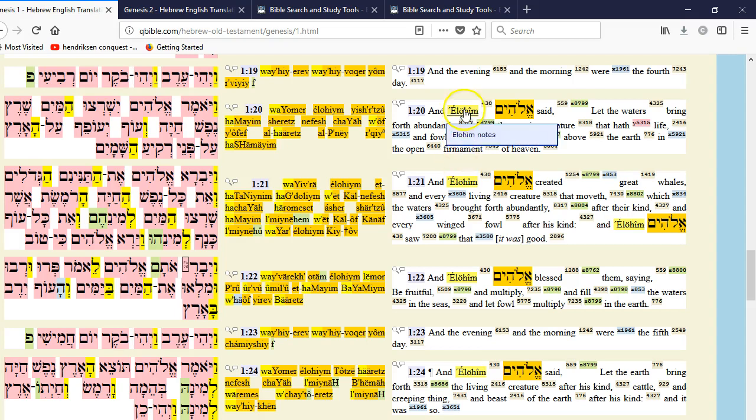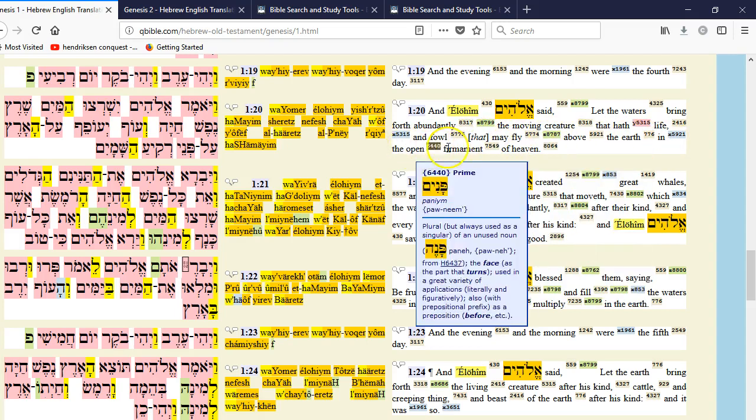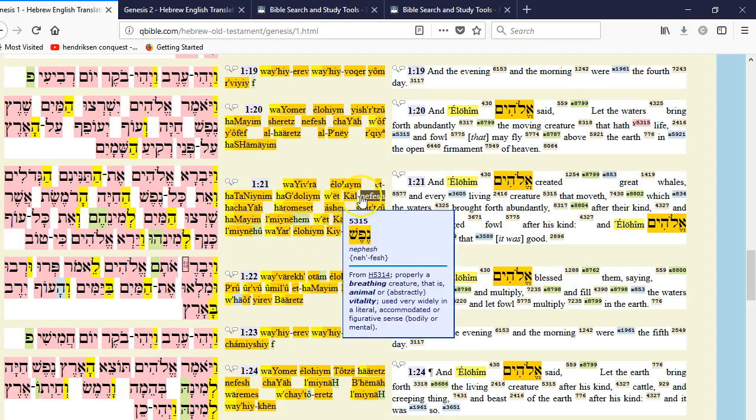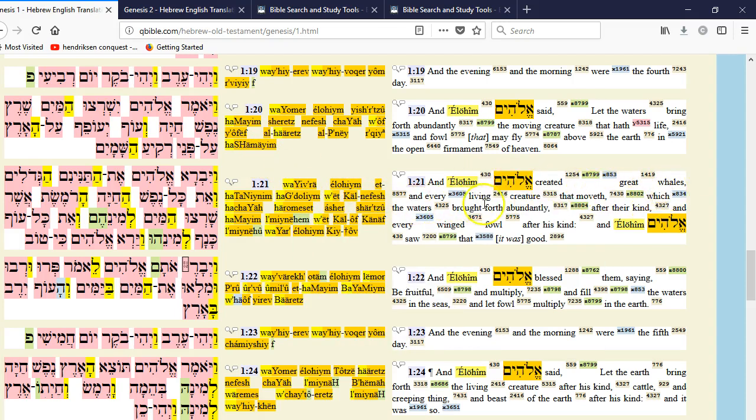So in 1:20, and Elohim said, let the waters bring forth abundantly the moving creature that hath life, and fowl that fly above the earth in the open firmament of heaven. And Elohim created great whales and every living creature that moves, which the waters brought forth abundantly after their kind, and every winged fowl after its kind. And Elohim saw that it was good. Elohim blessed them, saying, be fruitful, multiply, fill the waters in the seas, let the fowl multiply in the earth. And the evening and the morning were the fifth day.